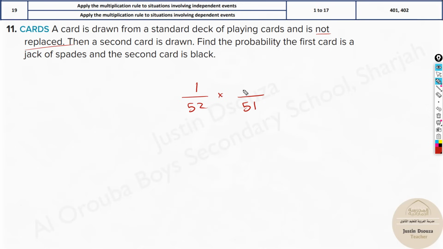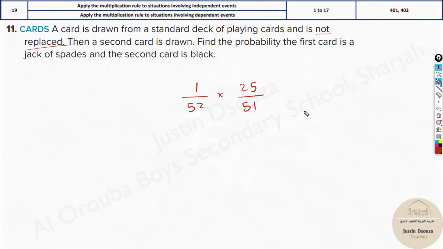Now, sometimes we tend to think, oh, it is 26 because there are 26 cards in the black suit. This would be wrong. Why? Because one card is already removed, and that was the jack of spades. That's a black card. So it'll be 26 minus 1. That is 25.